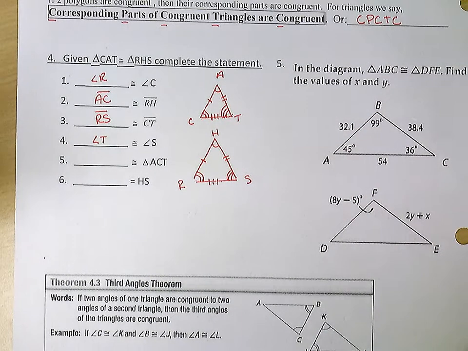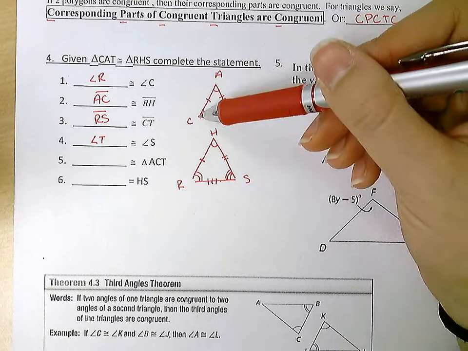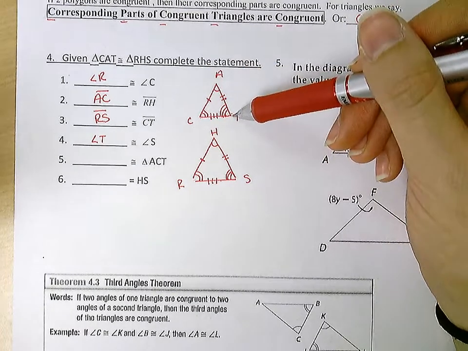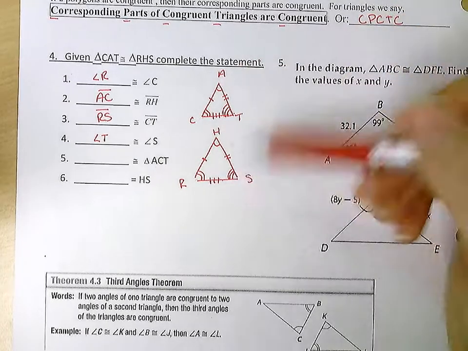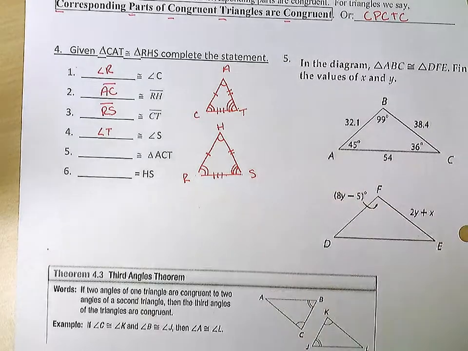With this one, I have triangle ACT. So I went from A to C to T, and I need to go in that order for the other triangle. So that would be H to R to S.